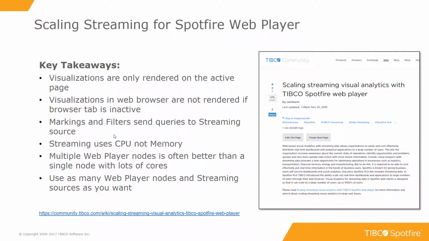Markings and filters do send queries to the streaming source. So if you have many users doing lots of markings and filters, that might be something you want to consider with your hardware. And streaming predominantly uses CPU and not memory. So you might want to use a web player node that has lots of cores. It's recommended in this document that you actually use multiple web player nodes depending on what the load is on each web player node. And there's some performance tests and information as well in there. And you can use as many web player nodes and streaming sources as you'd like. So all good notes to consider.